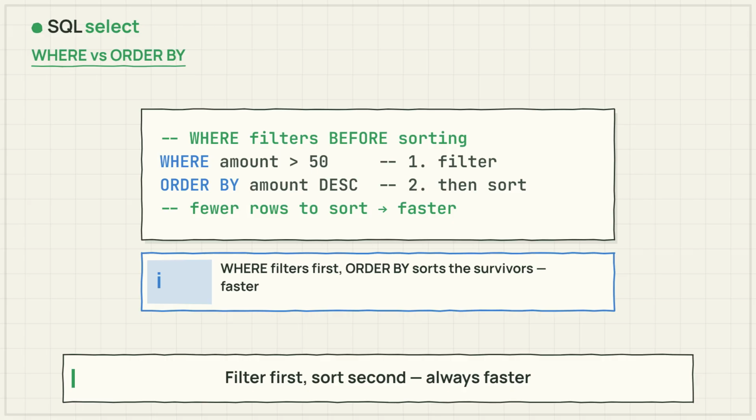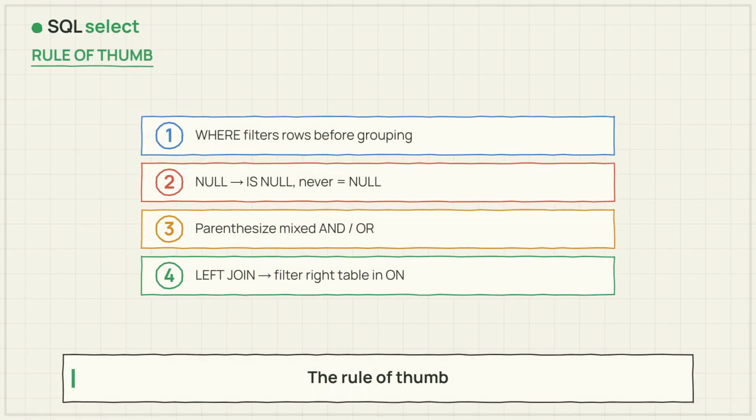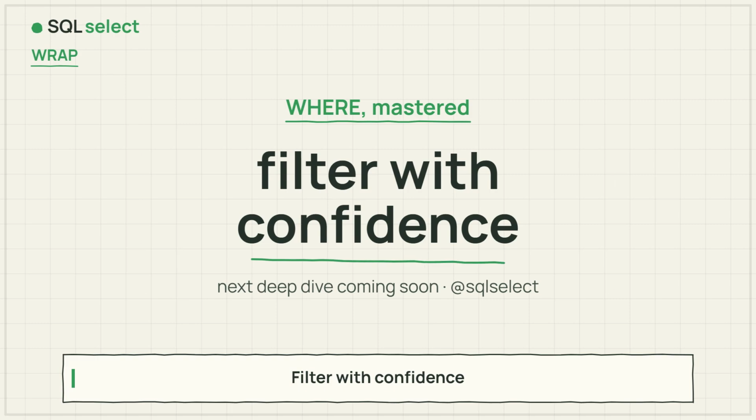Quick recap. 1. Where filters rows early, before grouping. 2. Null needs is null, never equals. 3. Parenthesize mixed and or. 4. On a left join, filter the right table in on, not where. That is where, all the way down. Master these, and you will filter with confidence and answer the tricky questions cold.